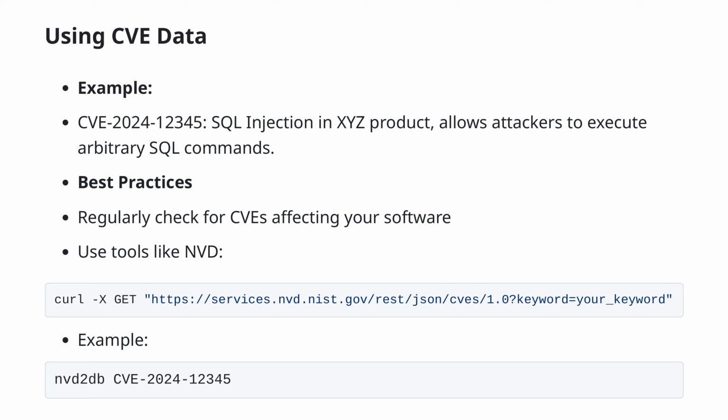Additionally, for more specialized database queries, you might use commands such as nvd2db CVE-2024-2345 to pull detailed information about a specific CVE. By integrating these practices into your security routine, you can significantly strengthen your vulnerability management process.